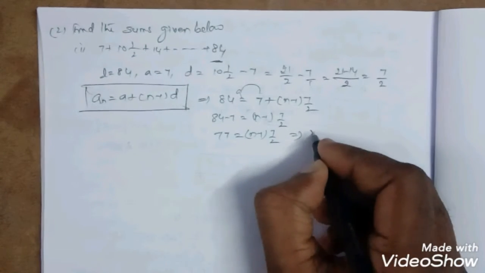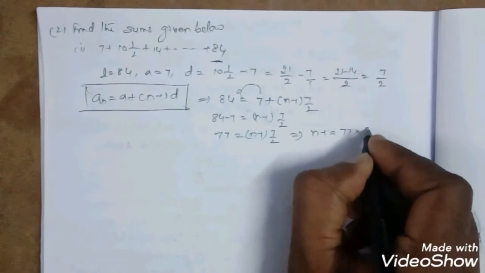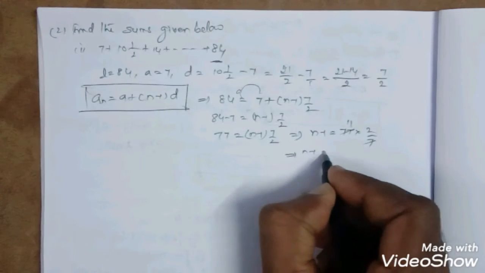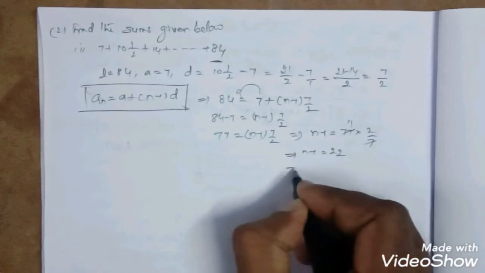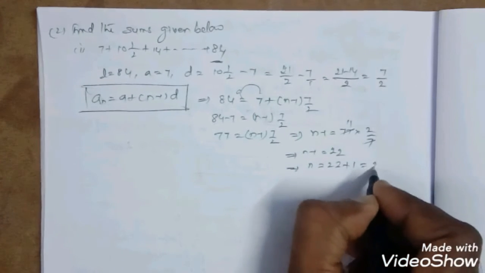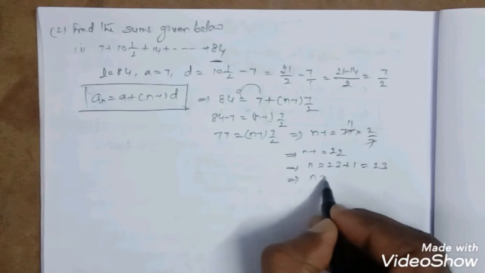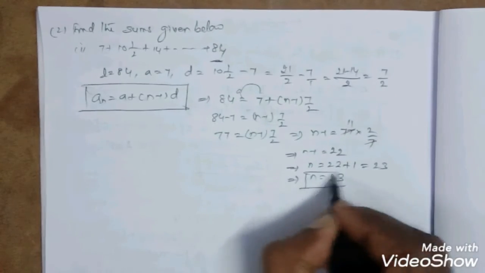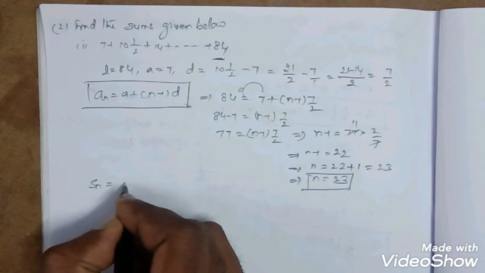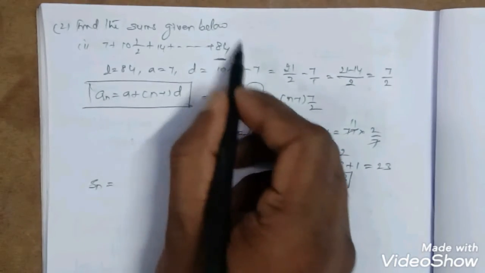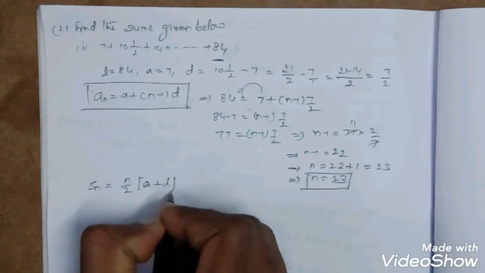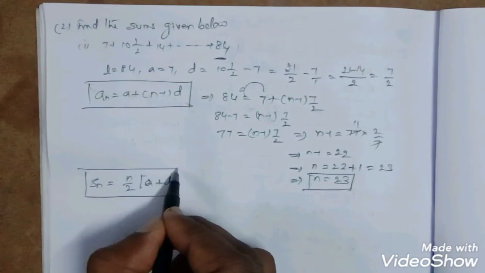Now if you cross multiply, n minus 1 is equal to 77 into 2 by 7, cancel with the 7 table, you will get n minus 1 is equal to 11 2s are 22. So send this 1 here, so n is equal to 22 plus 1, which is nothing but 23. So your total number of terms is 23. Now by using this n, we find the sum of terms. That is, the sum of n terms is equal to, as you have the last term, I can directly write n by 2 into a plus l.